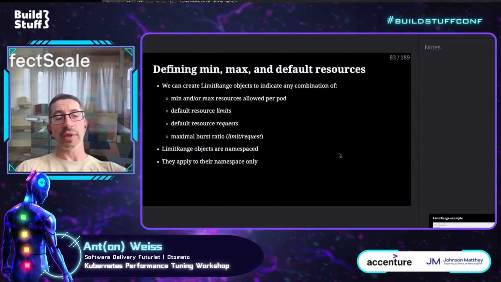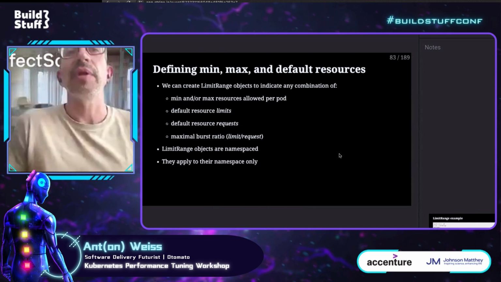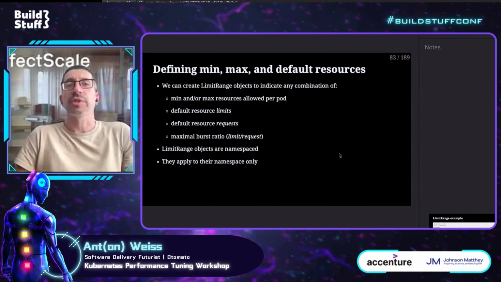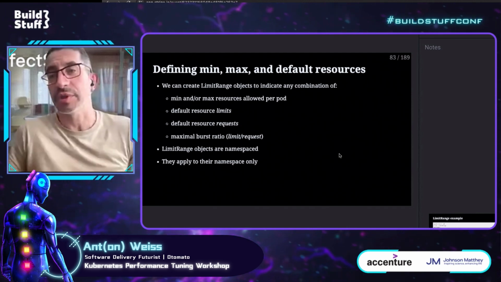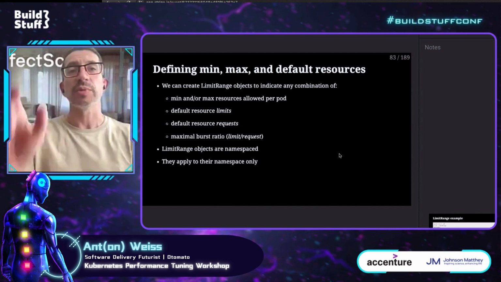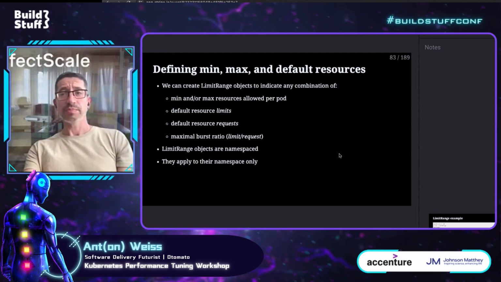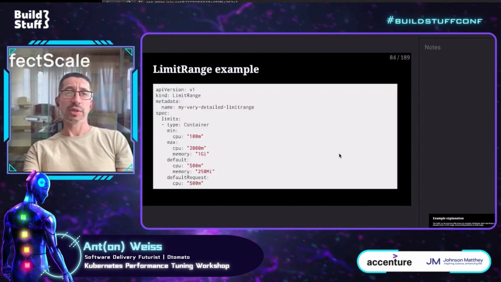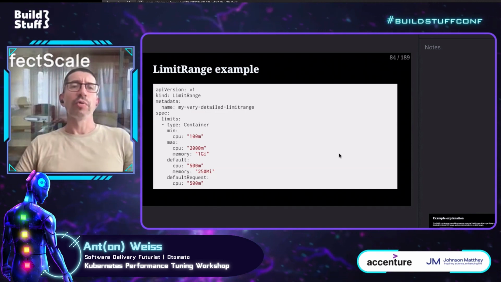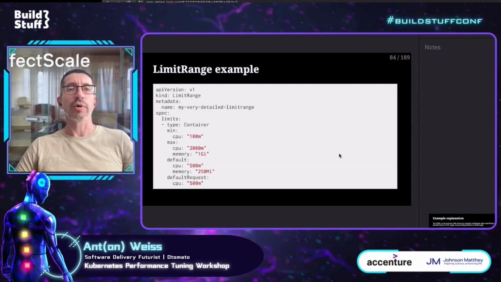Okay, so what we can do is create limit range objects to indicate any combination of minimum and maximum resources allowed per pod, defining default resource limits and resource requests, and of course, by this, we can also define the maximal burst ratio, which is the delta between the request and the limits. The limit range objects are namespaced, and they only apply to their own namespace. Here is what a limit range object looks like. They only apply to that container type right now. It's not possible to apply limit ranges to whole pods.